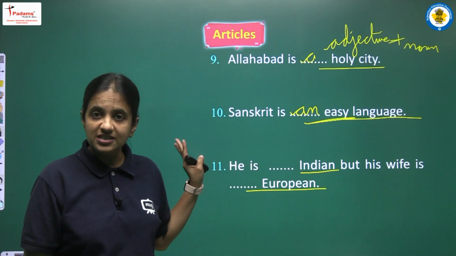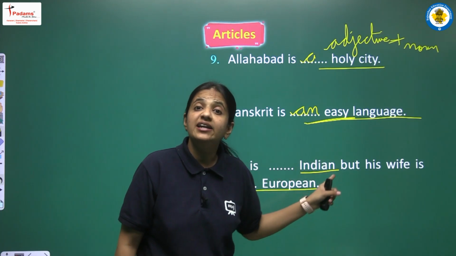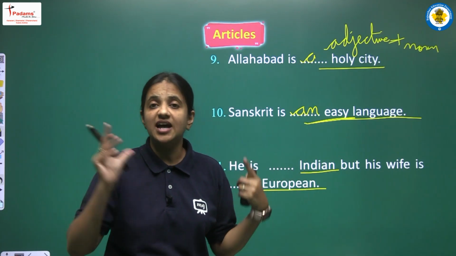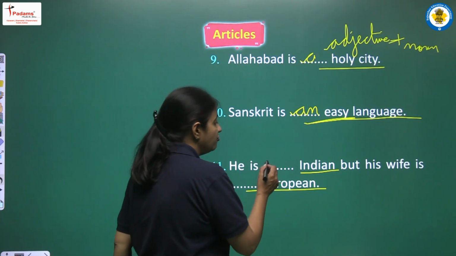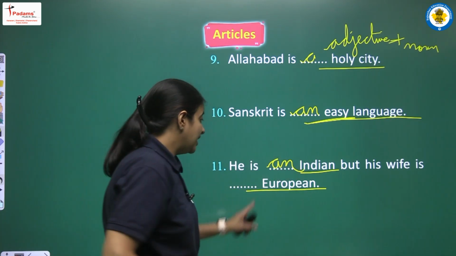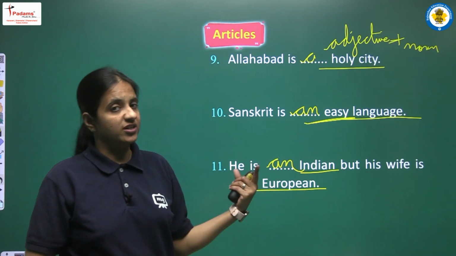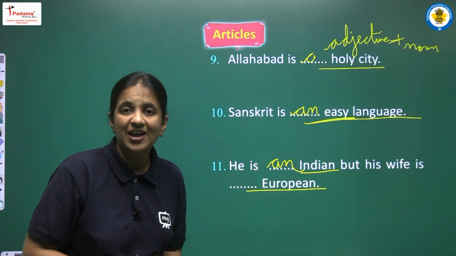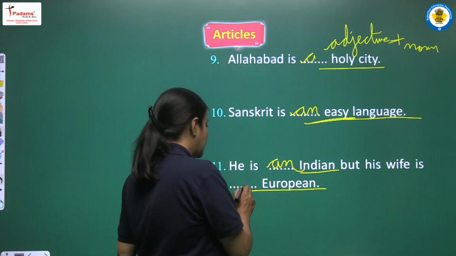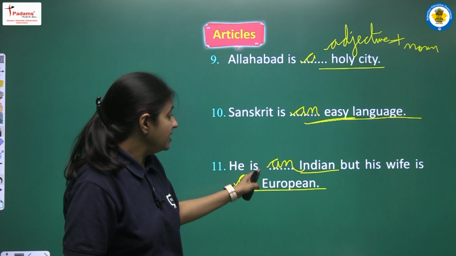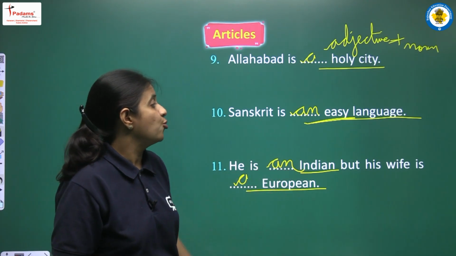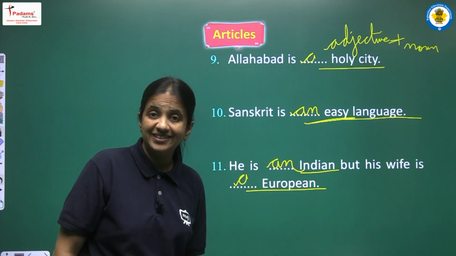Now let's focus on the sound. First of all, we are having Indian. So what is the starting sound? The starting sound is E, so that is a vowel sound, and for vowel sound we have to use an here. Next, we are having European. So what is the starting sound? Starting sound we are having consonant sound. So for that we have to use a here. So the sentence will be, he is an Indian but his wife is a European.